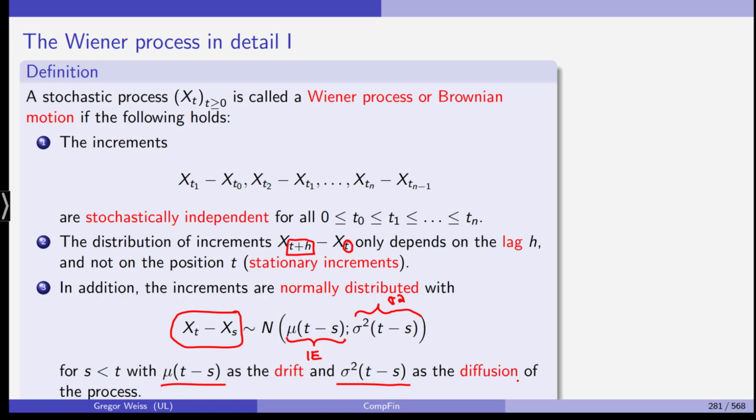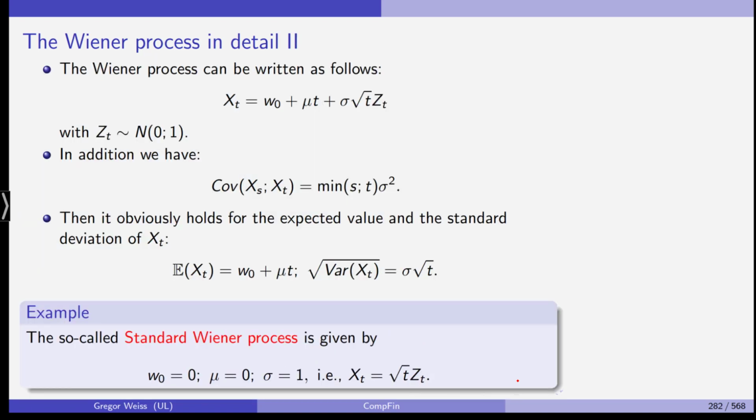So let's continue. The Wiener process can also be written in the following way. X_t is W0, a starting point, plus mu t, the drift times time, plus the diffusion times the square root of t times Z_t, which is a standard normal variable. We then have that the covariance between two points in time, s and t, is the minimum of s and t times the diffusion, and the expected value of X_t is W0 plus mu, the drift, times t, and the standard deviation is the diffusion times the square root of time.